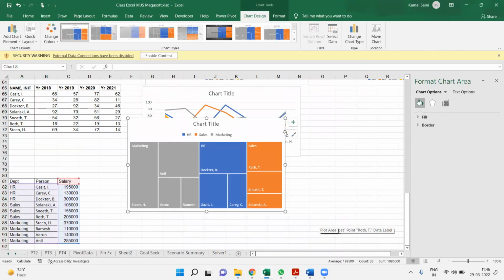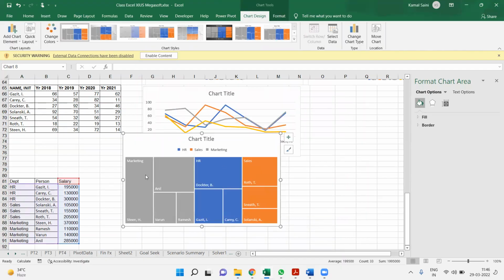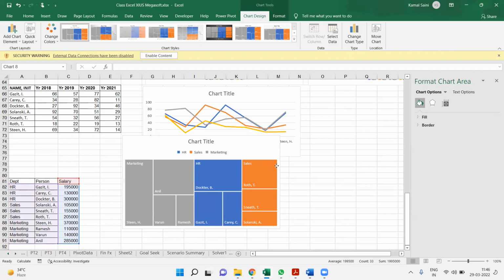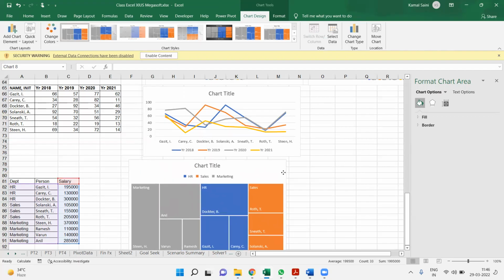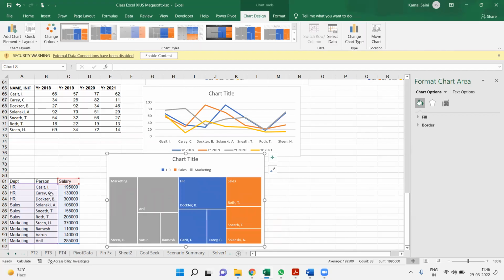So you can see that the major portion has gone to marketing, and out of this, Steen and Anil are taking the major share, then Varun and Ramesha. So like that, almost 50% of the thing. It shows how much salary contribution, basically.